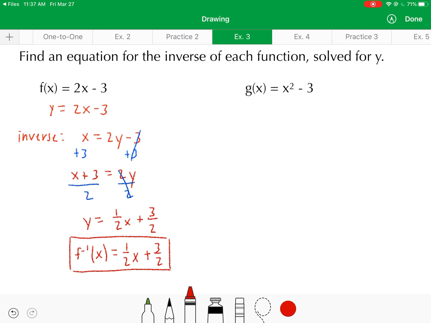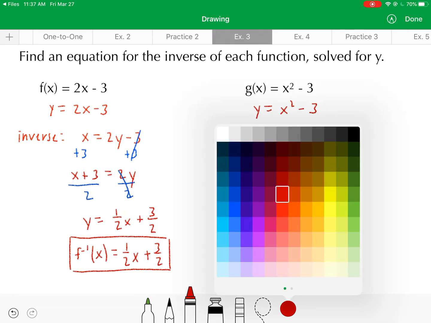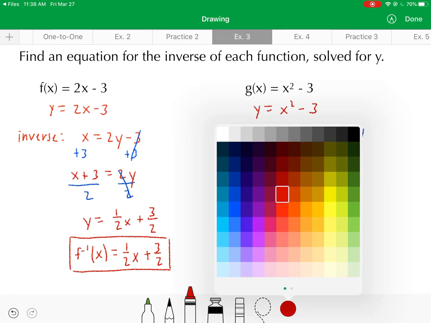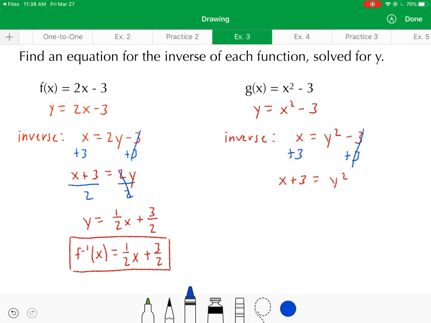All right, now let's do the same thing for g of x. g of x is a quadratic function here. Once again, I'll think of this as y equals x squared minus 3. To find its inverse, switch the position of x and y. And now we want to solve it back for y. Add 3 to both sides. So I end up with x plus 3 equals y squared. And now to get y alone, I'm going to have to square root both sides.